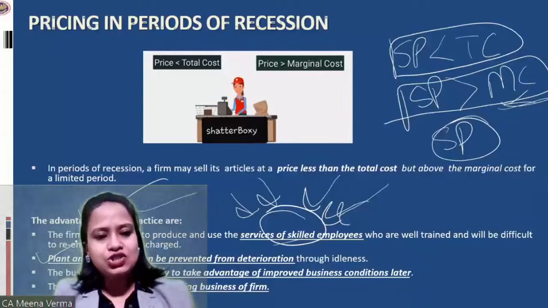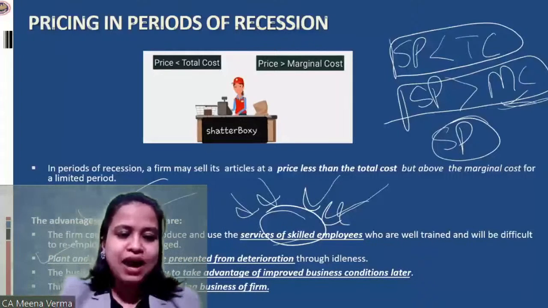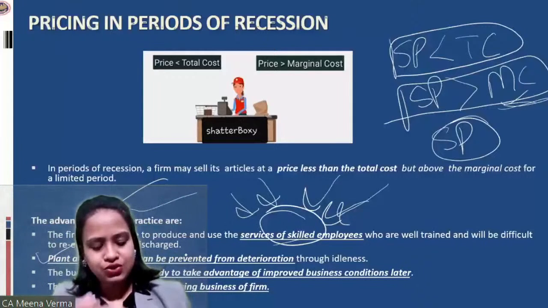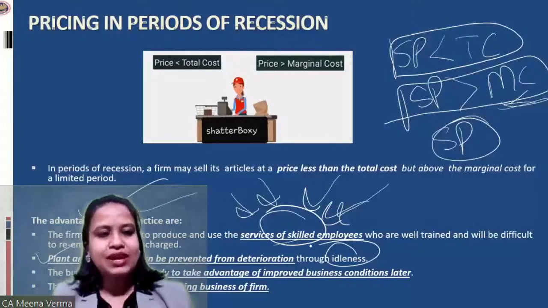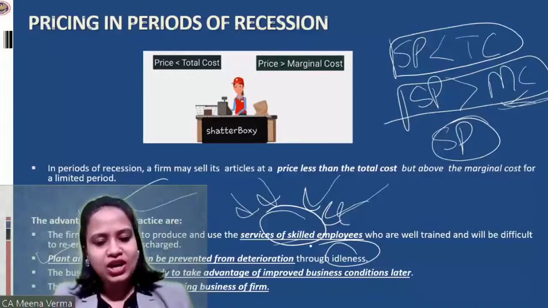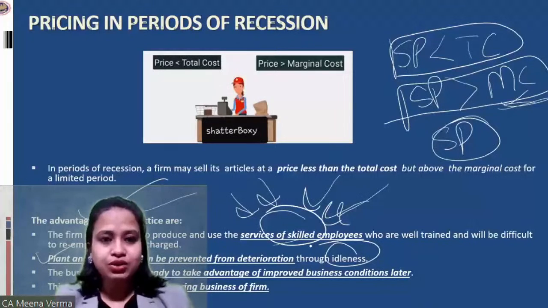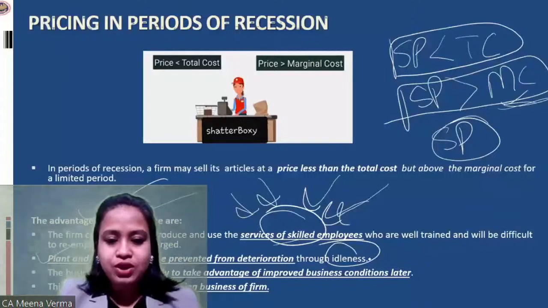Another example is a production or manufacturing concern. If you shut down your business, plant and machinery may get deteriorated. If you do not do production for the next 1 or 2 years, your machines will be idle, and there are chances of deterioration, so you cannot use them after 2 years, or you need to incur cost on such plant and machinery. Next is, the business would be ready to take advantage of improved conditions.